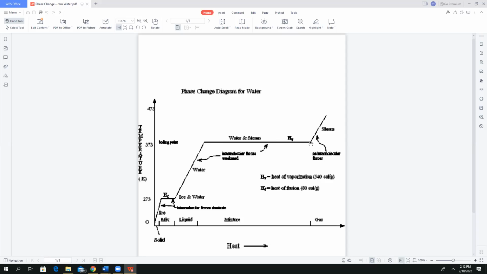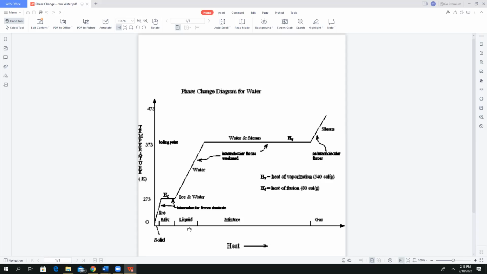Why is it a constant? Because the molecules that are coming from here are transferring energy to get them up here. So this remains constant until the last molecule has turned to steam. Same thing here. This is the freezing point or melting point, either way, depending on which way you're coming, of water, which is at 0, right? Celsius or 273 Kelvin.